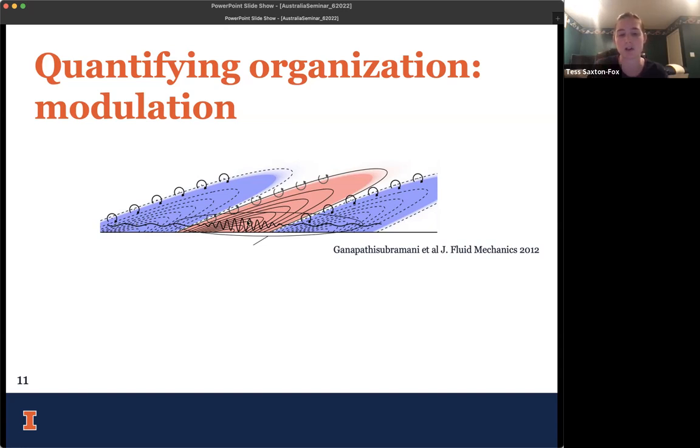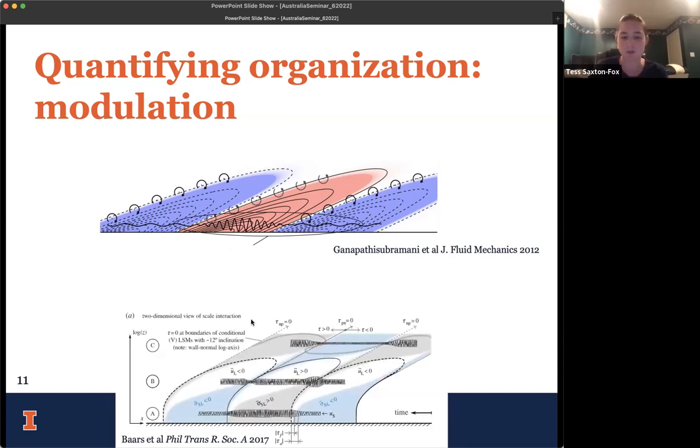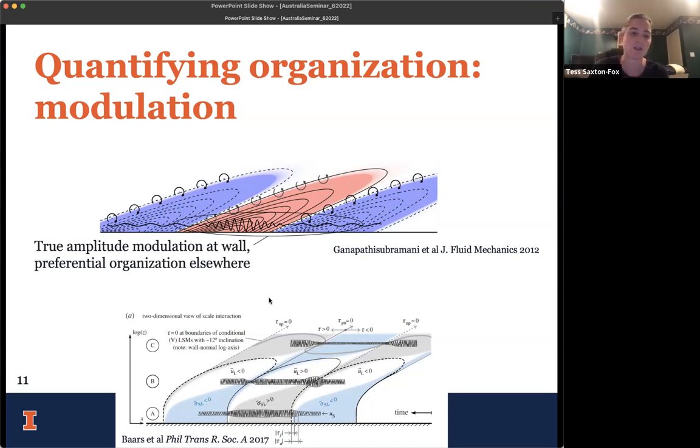They saw amplitude modulation where the faster structures were associated with a stronger small-scale behavior. And this is a more recent work from 2017, again from University of Melbourne, showing that in the presence of fast structures near the wall, the small scales are more intense. They're weaker near the wall with large-scale slow, and it's the opposite far from the wall. And here, I think we can argue that this suggests that there's true amplitude modulation at the wall, and there's more of an organization everywhere else.